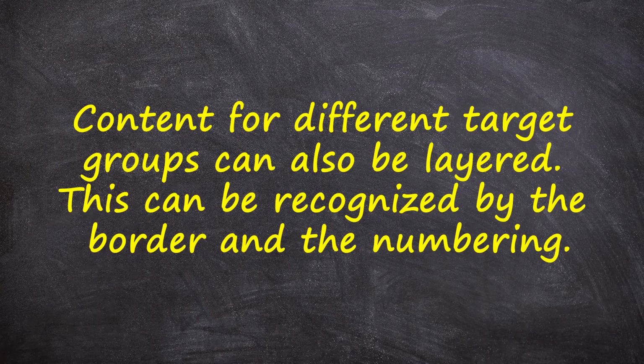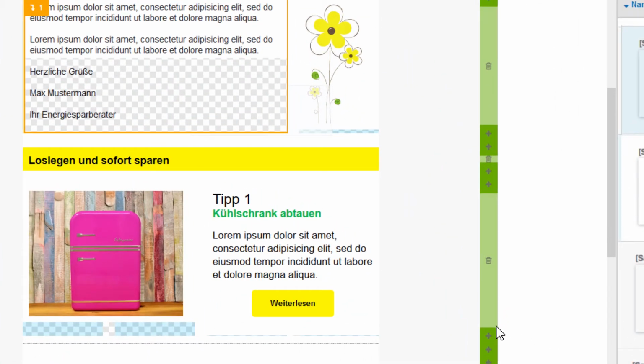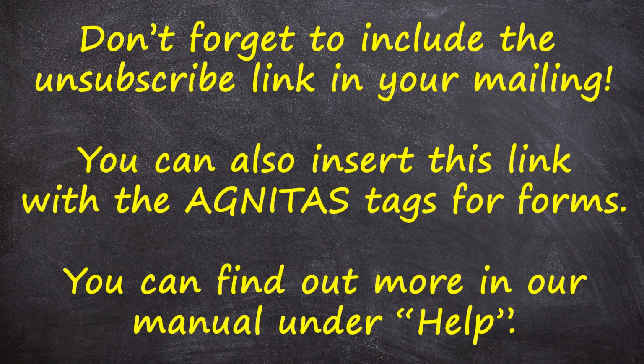If you need a new line, simply click on the plus sign in the right bar. You can remove unnecessary lines with the trash can function. Important: don't forget to include the unsubscribed link in your mailing. You can also insert this link with the AGNITAS tags for forms. You can find out more in our manual under Help.